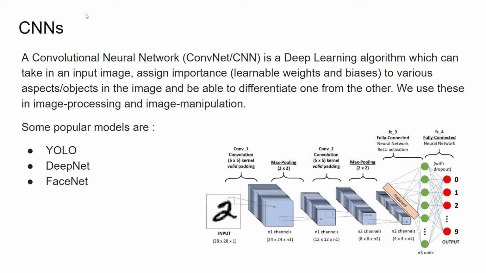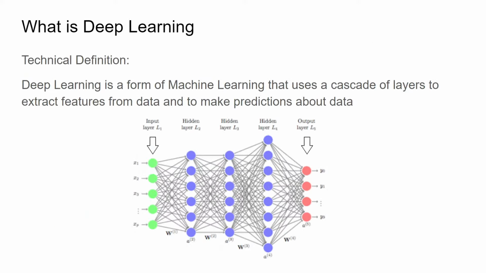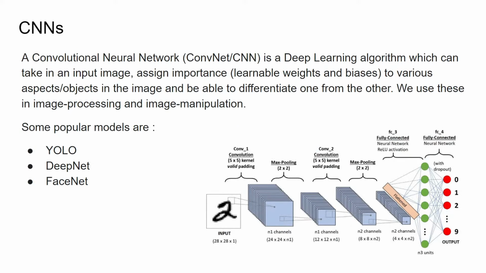Now, what is a CNN? As we have seen, deep neural networks can be used to predict outputs for an image. A CNN is a specialized model for images. It is a convolutional neural network, a deep algorithm which can take in an input and assign importance to various aspects in the image, and be able to differentiate one from the other.